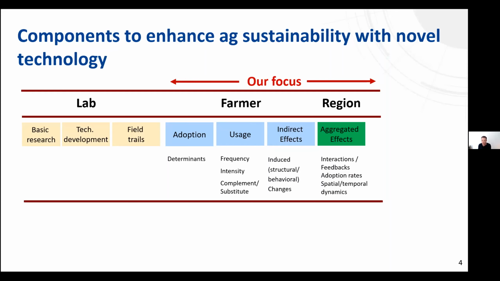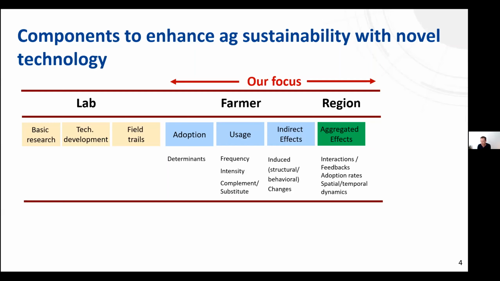What are examples for those elements? In terms of adoption, we are interested in the determinants of adoption, or under which conditions farmers adopt technologies. In terms of usage, we are interested in the frequency and intensity of usage of technologies on farms. We want to find out if farmers use the technology as a complement or as a substitute to existing technologies. In terms of indirect effects, we're interested in understanding induced structural or behavioral changes caused by the availability and adoption of a novel technology.